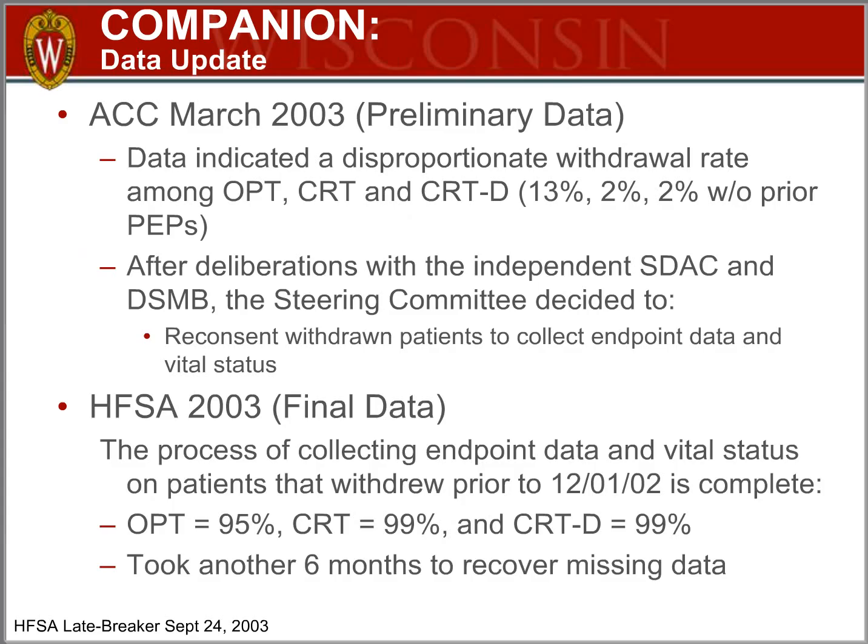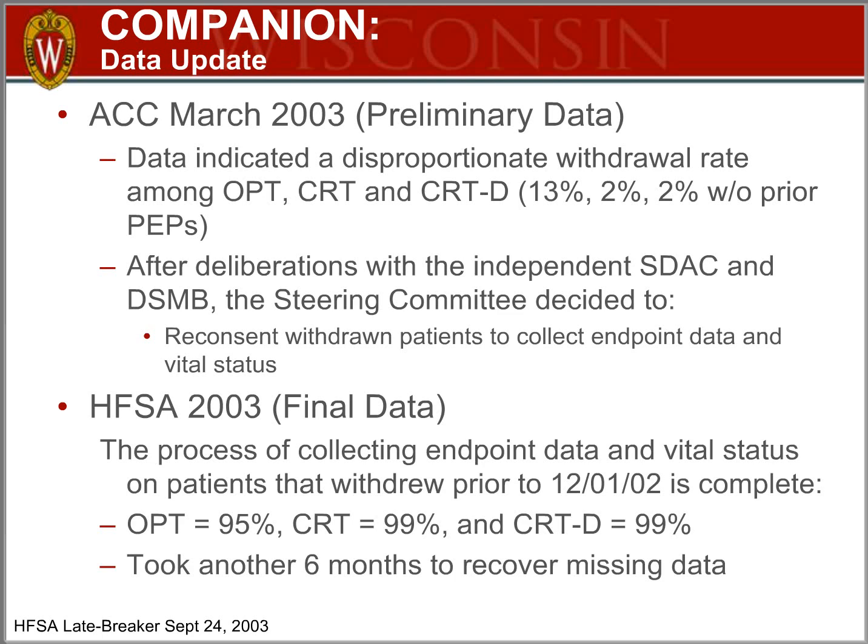However, it was already known that there was a problem. That is, there was a disproportionate withdrawal rate and therefore a disproportionate follow-up rate between the arms. The best medical care arm had a 13% withdrawal rate compared to 2% in the other 2 arms. Because of the way consent was withdrawn, follow-up data on those patients was not available. After much deliberation, the steering committee and the data monitoring committee both agreed that we needed to reconsent the withdrawn patients to collect endpoint data, because it would be very difficult to defend a study where you had 13% missing data on one arm, the control arm, and try to have any valid comparisons with the defibrillator or defibrillator plus pacemaker arm.